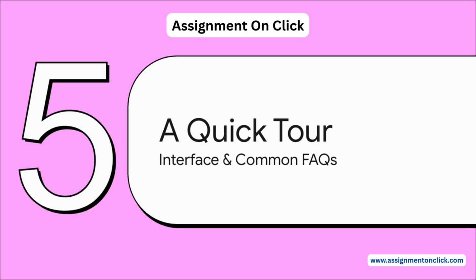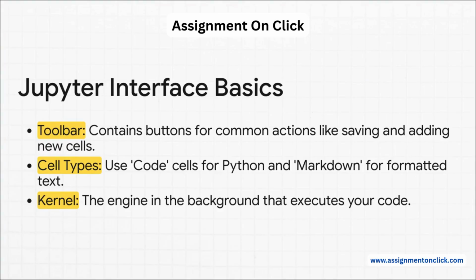Okay, so now that you're in and you've run some code, let's do a super quick tour of the interface so you know where everything is. And then we'll hit a couple of the most common questions that always come up at this point. So look up at the top. That toolbar has all the usual suspects. Save, add a new cell, cut, copy, paste, you get the idea. Now you'll mostly be using two kinds of cells. Code cells are, well, for your Python code, and markdown cells are for writing pretty, formatted text and notes. Oh, and if you see the word kernel, don't worry about it. That's just the fancy name for the engine that's running your code in the background.